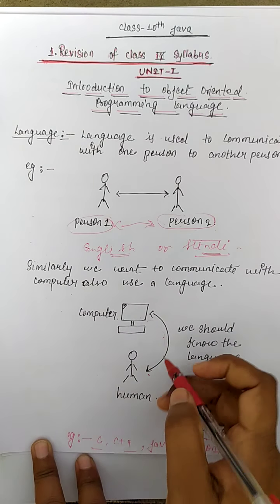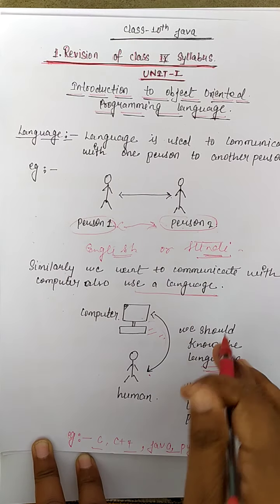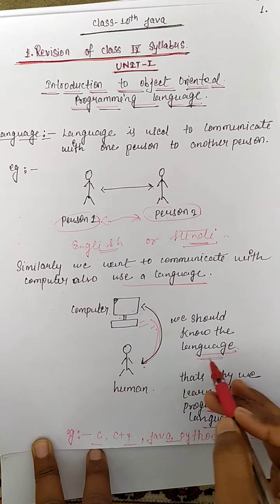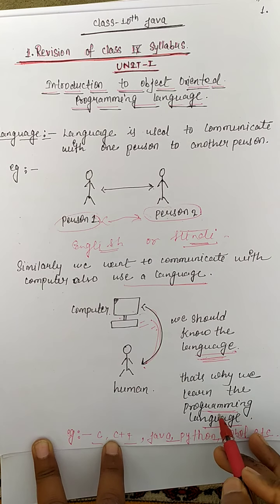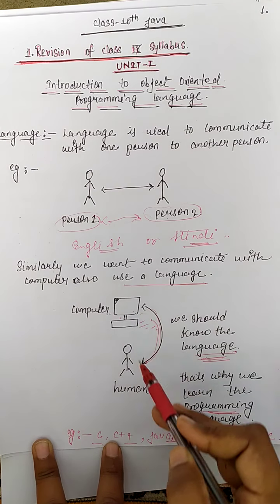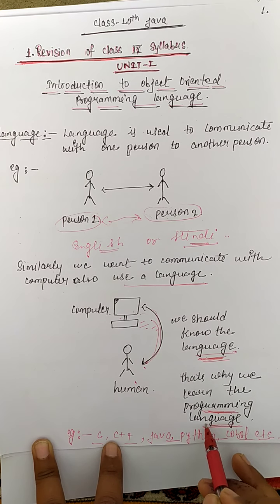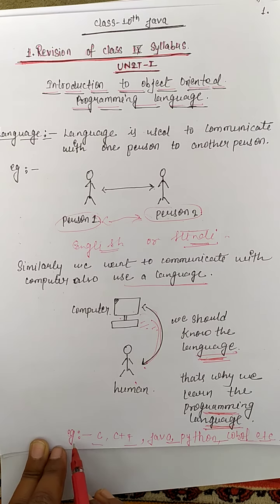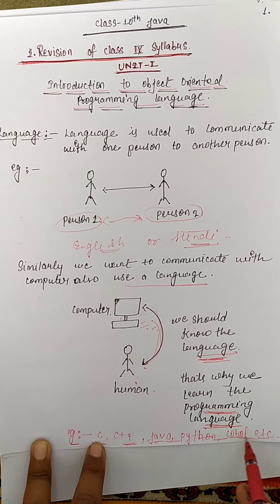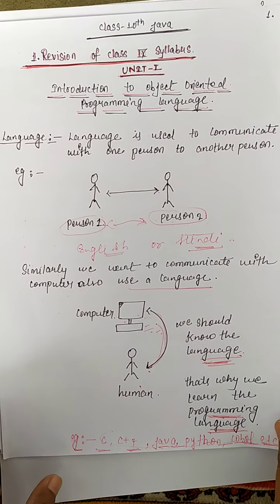Similarly, when we want to communicate with a computer, we also use a language. The computer and human, to communicate with each other, use a language. That language is called programming language. Examples of programming language: C, C++, Java, Python, COBOL, etc. These are all examples of programming language.